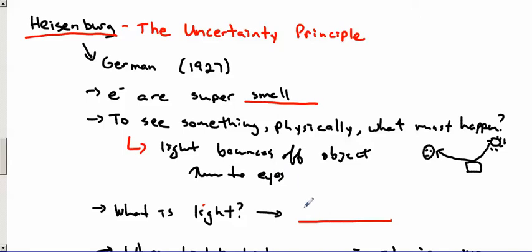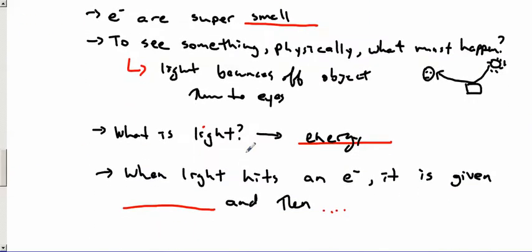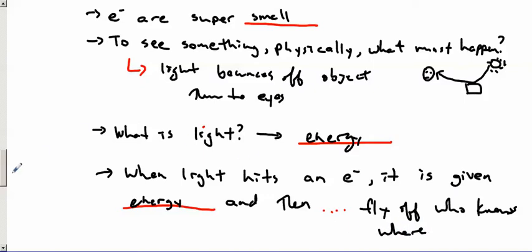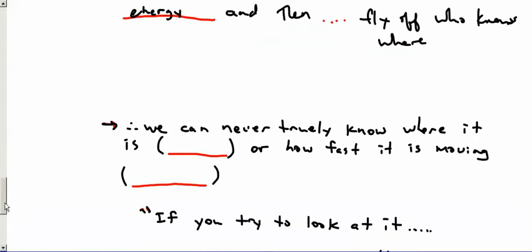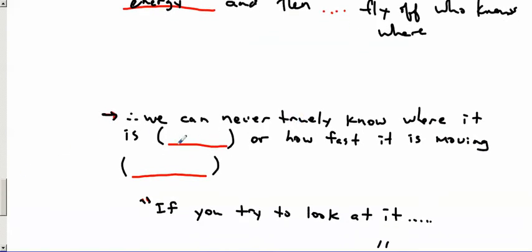But light is energy. True? So if this was an electron, energy hits the electron, and then comes to my eye. What's going to happen to the electron? When light hits an electron, it is given energy, and then what's going to happen to the electron? It's going to fly off. Fly off who knows where? No idea. Boom, gone, because it's so tiny. And so therefore we can never truly know where it is. In quantum mechanics, we say we never completely know its position, the position of the electron, or how fast it is moving, its velocity.